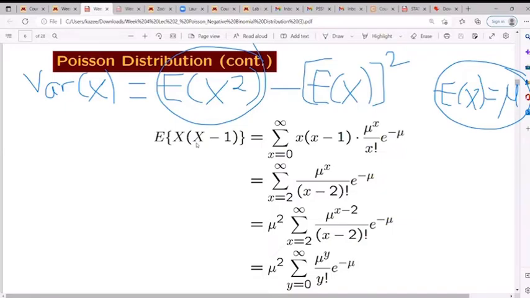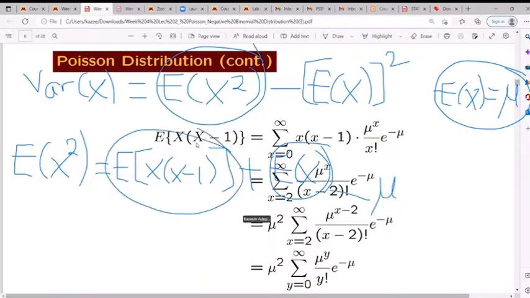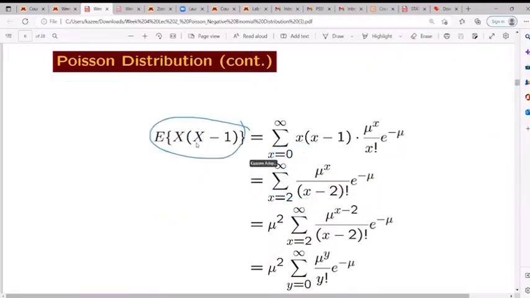But we may not be able to find the expected value of x squared directly. So what we're going to do is this: the expected value of x squared is the same thing as the expected value of x into x minus 1, plus the expected value of x. We know this last term is mu, so we need to first obtain the expected value of x into x minus 1 before we can eventually derive the variance. That is exactly what we're doing here.